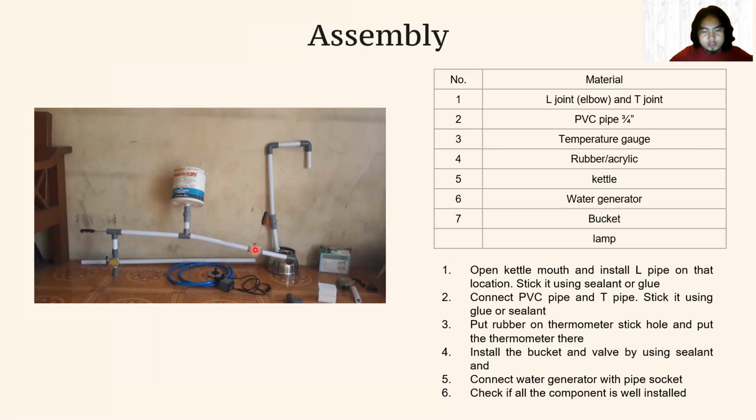And then in the T joint, from the previous idea, we'll need to use acrylic here. However, we have no acrylic, that's why we use rubber here to install this temperature gauge. And then install the bucket and the valve by using sealant.